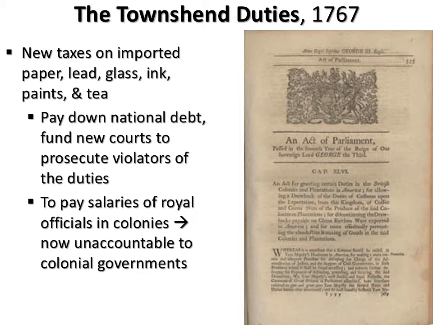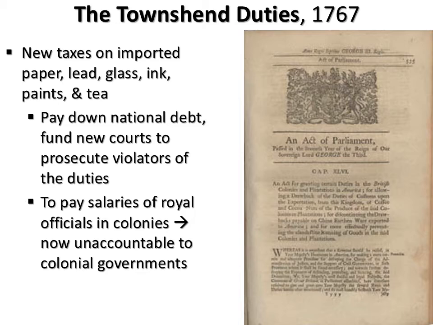And there were a couple of goals here. They were paying down their debt, which had been accumulated over many years through several wars, through the building of a navy, through the maintaining and defending of their colonies, not just in the Americas, but in other parts of the globe. But also, the taxes paid from these Townshend duties would fund new courts that will prosecute violators. So this is sending a message that we mean business and we mean to enforce them.